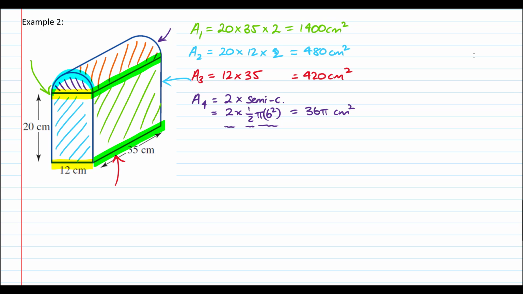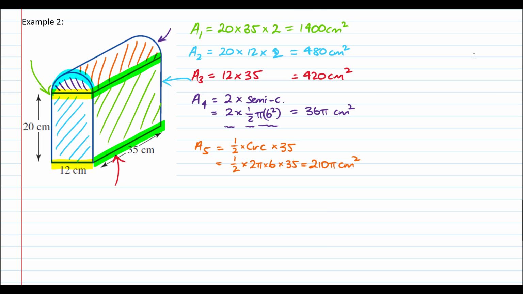And so my area for this shape, area 5, will be equal to the circumference, or half the circumference, times by 35. And so in this case, that's equal to a half times the circumference, which is 2 pi times 6 times 35. And so that half and that 2 cancel again. And this gives me 210 pi centimetres squared.